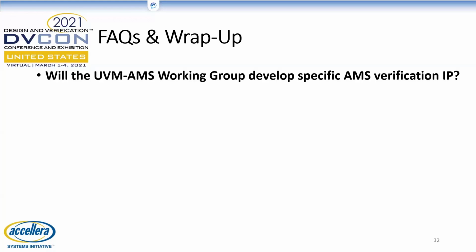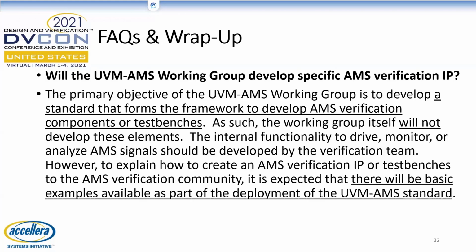Obviously, this extension heavily depends on the flexibility and configurability offered in the underlying digital VIP itself. Finally, I quote, will the UVM-AMS Working Group develop specific AMS verification IP? Our answer is, the primary objective of the UVM-AMS Working Group is to develop a standard that forms the framework to develop AMS verification components and test benches. As such, the working group itself will not develop these elements. The internal functionality to drive, monitor, or analyze AMS signals should be developed by the verification team, probably with their EDA vendor partners. However, to explain how to create an AMS verification IP or test benches to the AMS verification community, it is expected that there will be basic examples available as part of the deployment of the UVM-AMS standard.